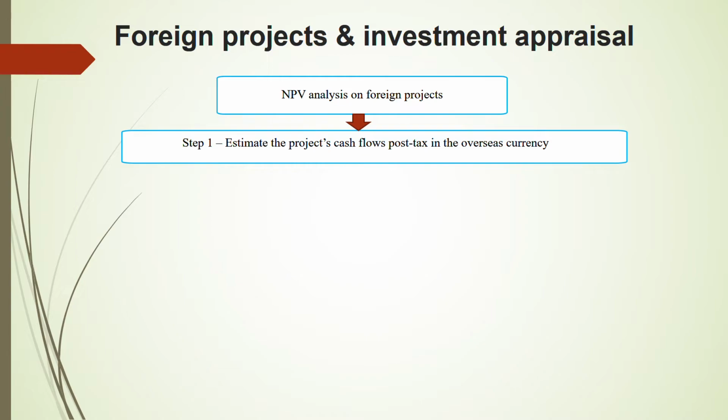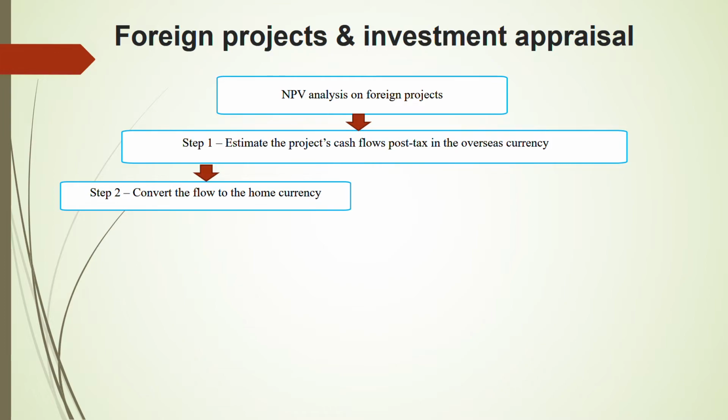Step 1: estimate the project's cash flow post tax in the overseas currency. Whatever the cash flow is, after deducting tax, calculate it in the foreign currency, the overseas currency only. Step number 1, whichever method you are using. Step number 2, there are two methods. If you are using method 1, you convert the cash flow to the home currency.